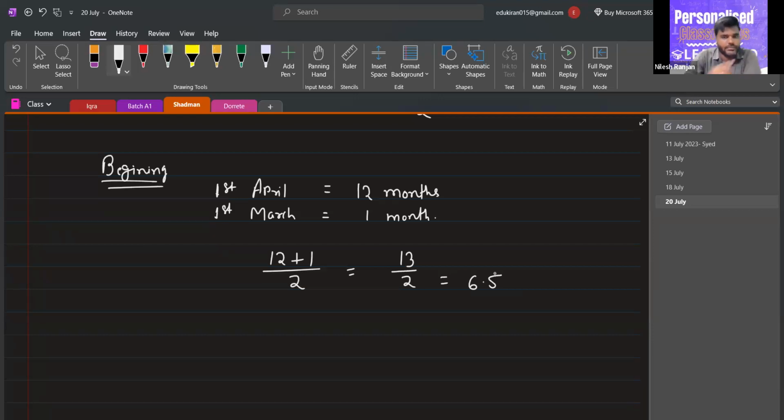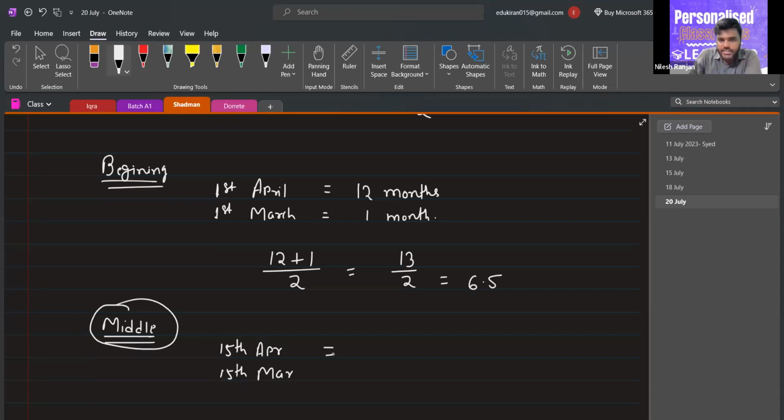Okay, now what if it is in the middle of every month? I think it will be 0.5. So first drawing will be on 15th April, and the last one will be 15th March. So the balance time after the first drawing is 11.5, and after the last drawing the balance time is 0.5.